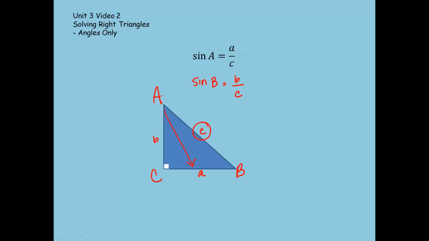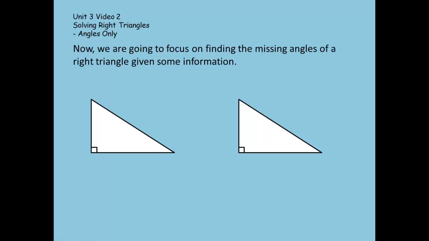Now we also know that a over c is the ratio for the cosine of angle B, and b over c is the same as the cosine of A. So those work. So we're going to be using these as we go through this.